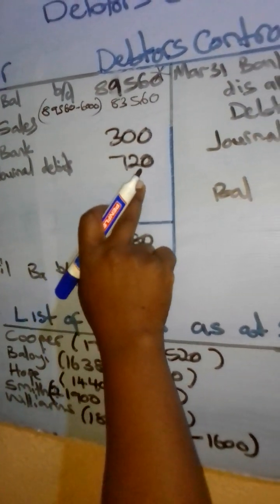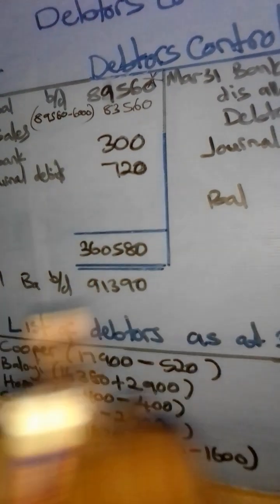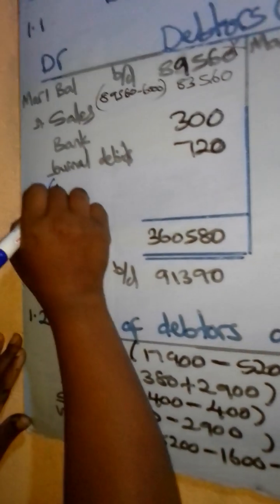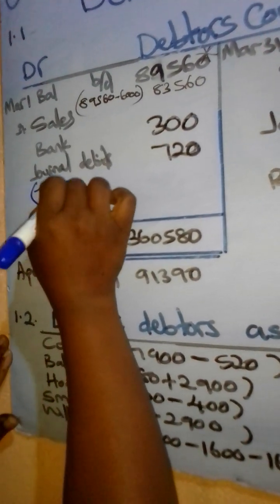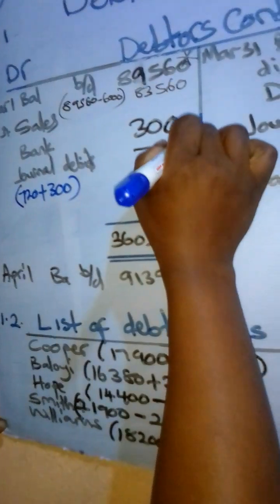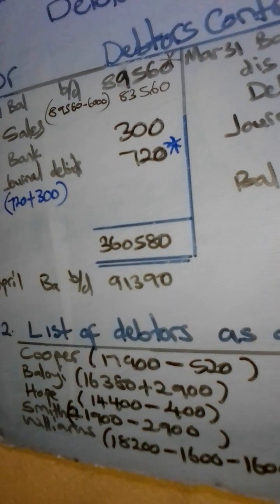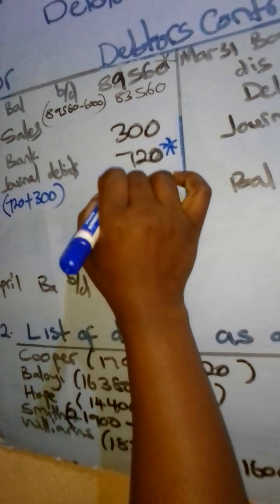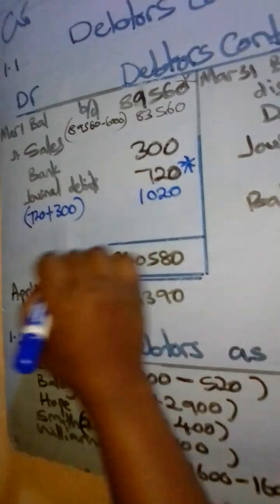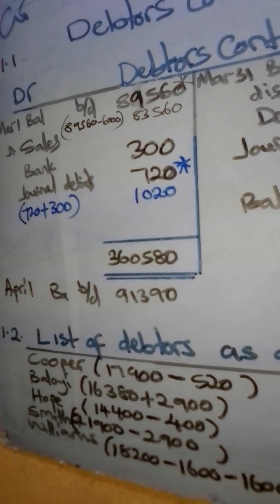And then the journal debits, we have got transaction number G. Let's look at transaction number G. Charged Baloyi 300 interest on his overdue account. No entry has been made. It was not recorded, is it? So it simply means here we are actually going to say the 720 plus the 300. So this amount is incorrect. So we have something like, let me check, it's 1,020. So the correct amount now is 1,020 for the journal debits.